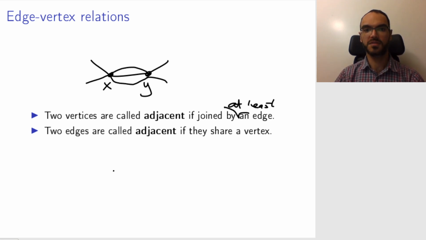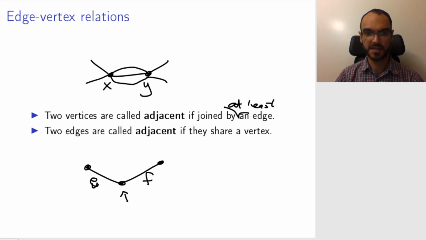And two edges are called adjacent if they share a vertex. So if you have an edge, say E, and another edge F, then since they have a vertex in common, they are called adjacent.